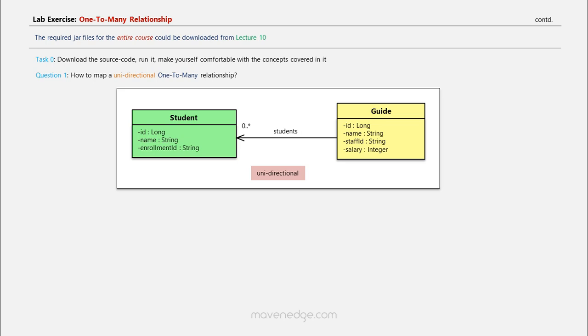In the previous session, we looked at the mapping of a bidirectional one-to-many relationship. But what if we wanted to map a unidirectional one-to-many relationship? How do we do that? Well, that's what we'll look at in this session.